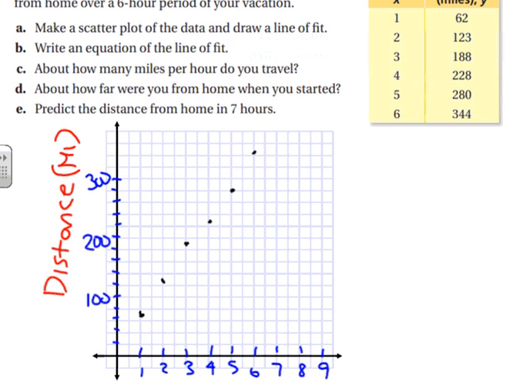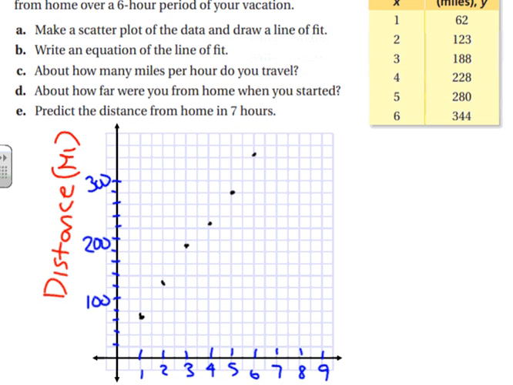Okay, so we have a scatter plot for part A, and now we're going to write an equation. So remember when we did slope-intercept form, we did y equals mx plus b. So m is going to represent the slope of the line, and b is going to represent your y-intercept.